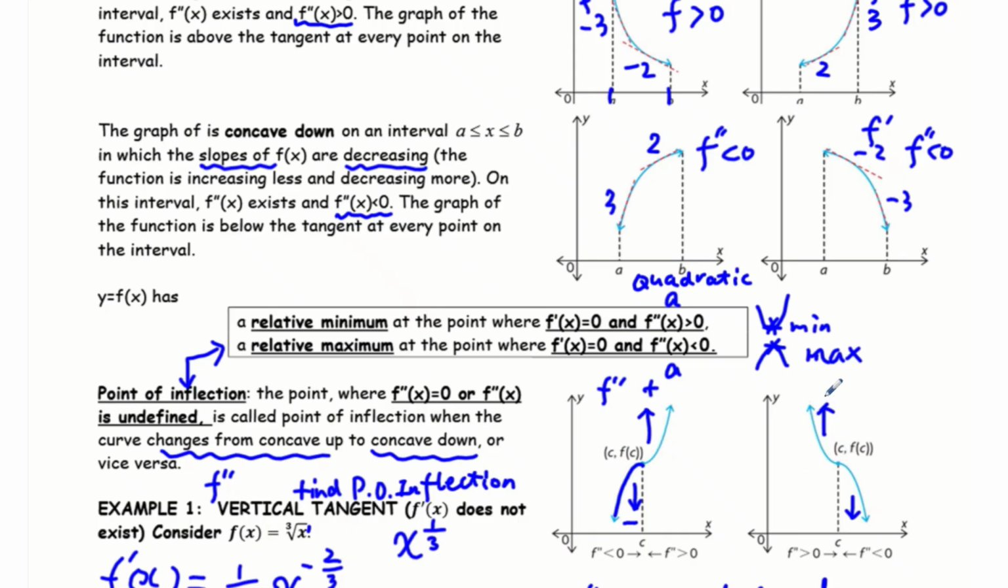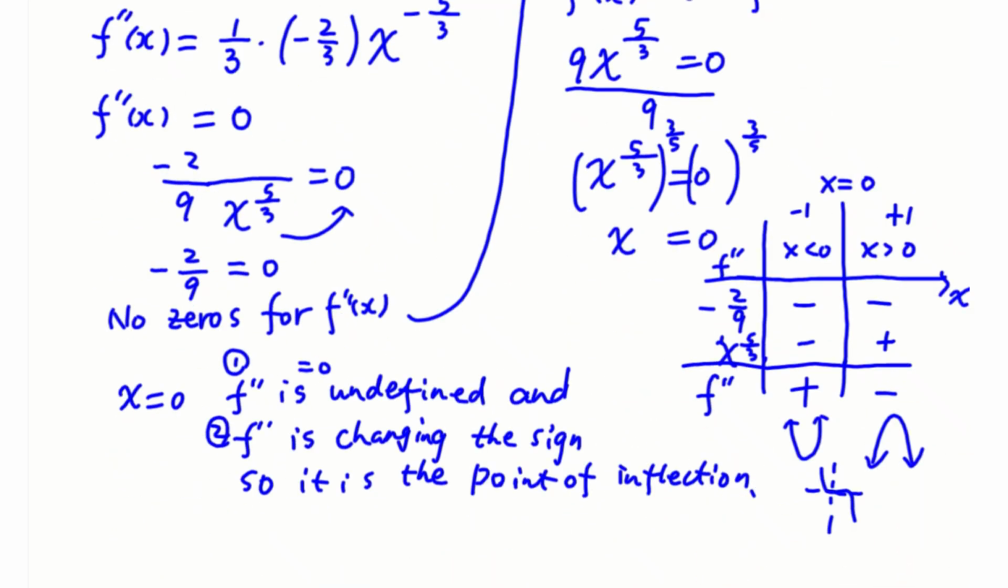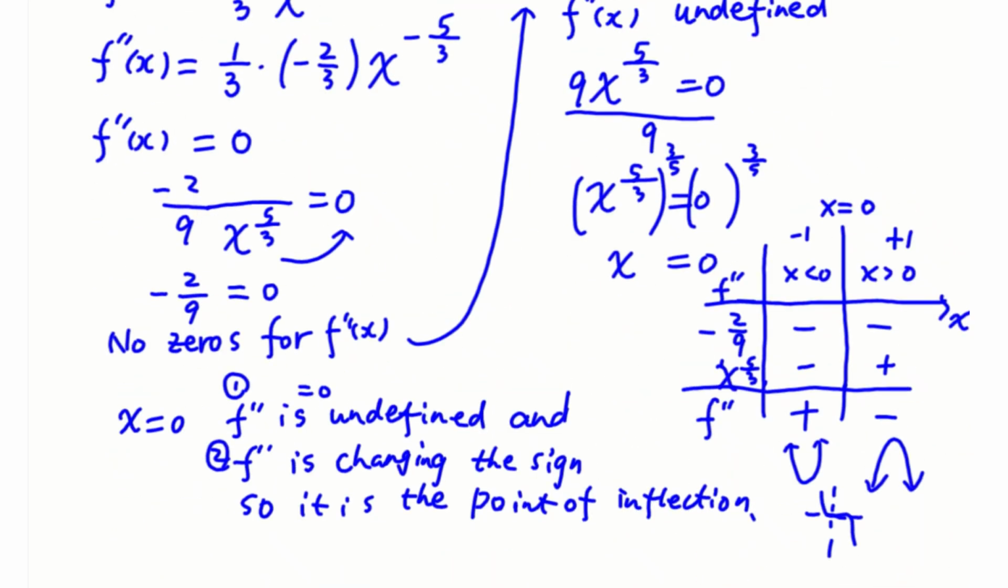And this one is positive, open up. This one is concave down. F double prime is negative. It changes the sign near this point. We call this a point of inflection. So this is for example 1. Then we are going to continue practicing more.